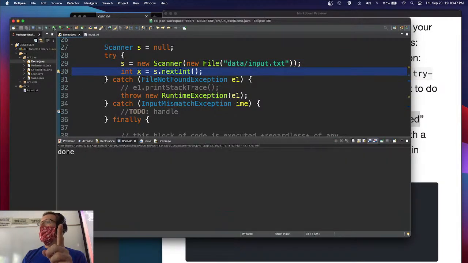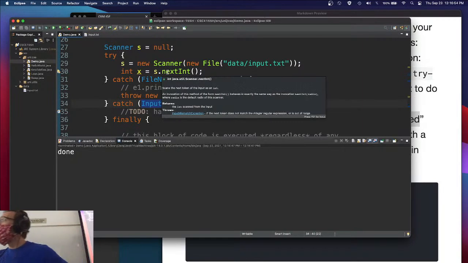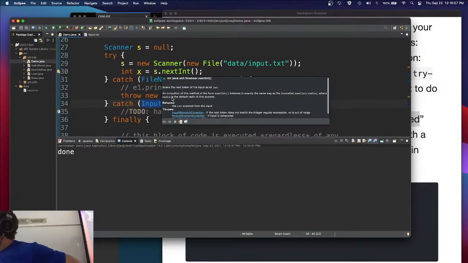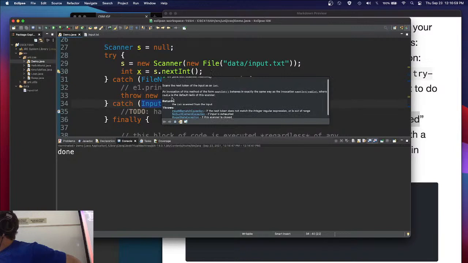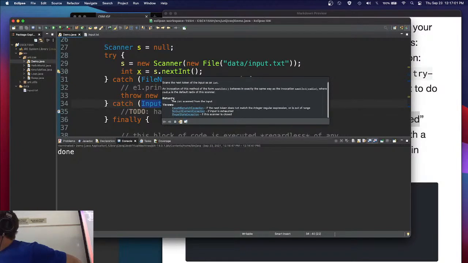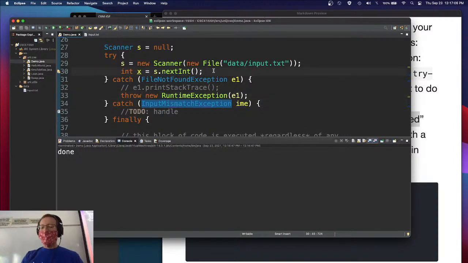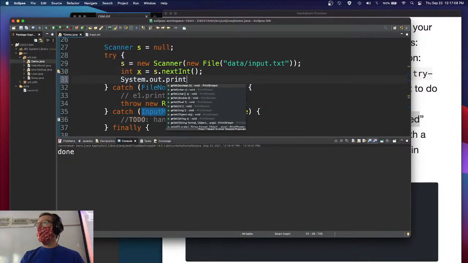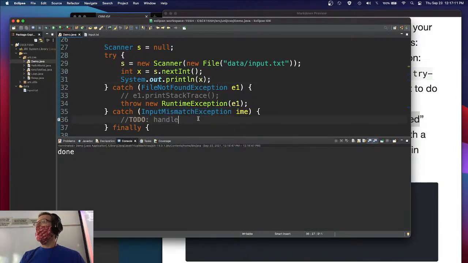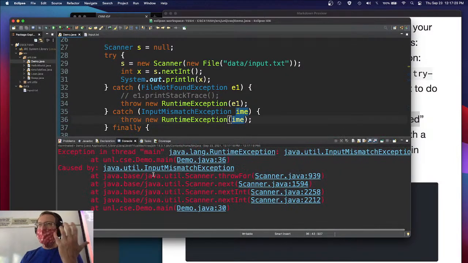So, oh, come on, really? Input mismatch exception. It throws input mismatch if the next token does not match the integer regular expression or is out of range, if the input is exhausted, or if the scanner is closed. Okay. System.out.println x. Oh, you know what? It's because I'm not doing anything. All right, so let's rethrow that one too. And you'll see that it actually, IME, there we go. You'll see that it actually gets thrown. There we go.